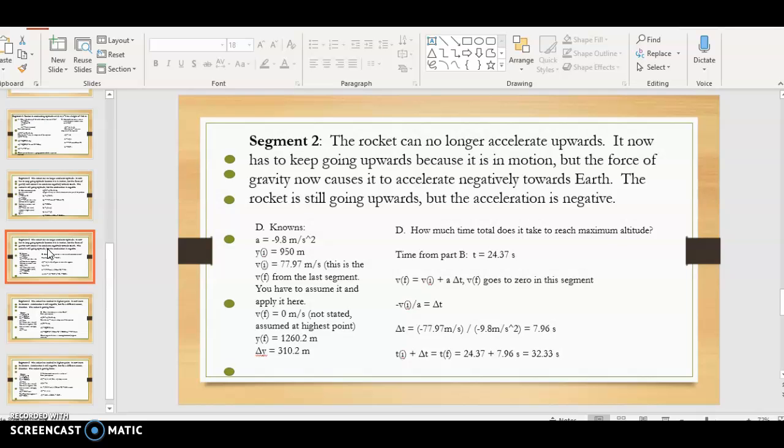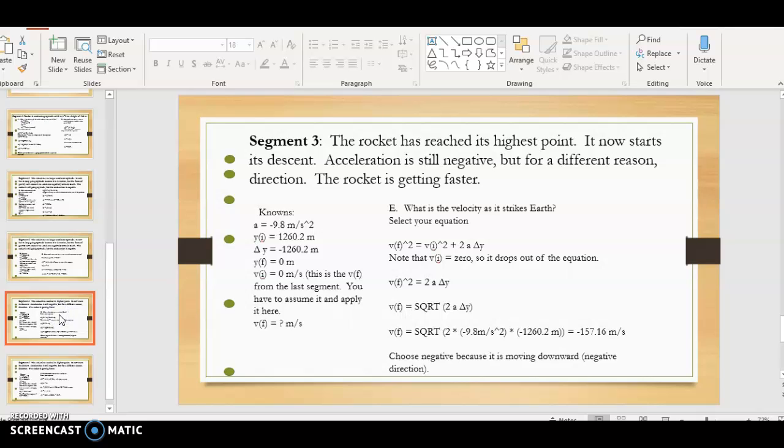So I select an equation. Final velocity equals initial velocity plus a delta time. My final velocity goes to 0 in this segment, so it is the negative of my initial velocity divided by my acceleration, which is also a negative number, so those negatives do cancel, and I get a time of 7.96 seconds additional. So I add that on to my 24.37 seconds, and I end up with 32.33 seconds to get to the highest height that this rocket will achieve, 1,260.2 meters.